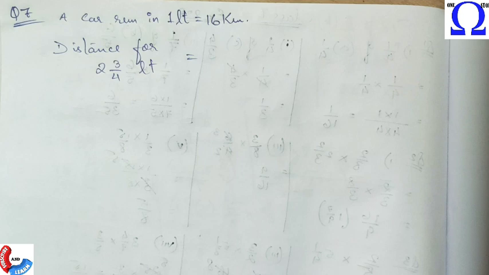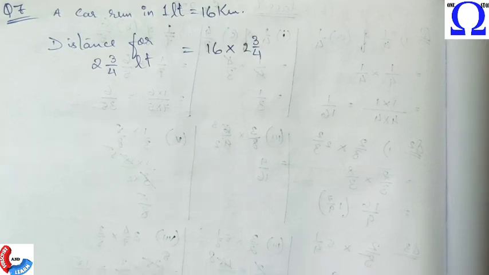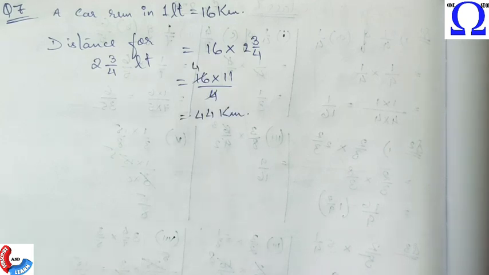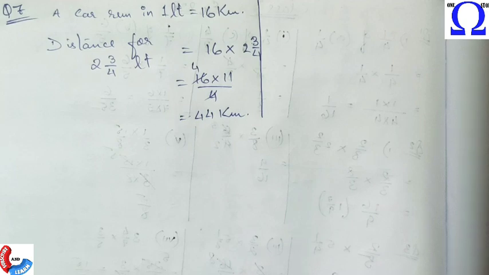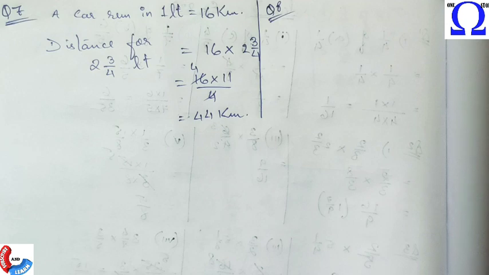Now next, question number 7 says that in 1 liter a car can run 16 kilometers. So the distance for 2 3 by 4 liters will be 2 3 by 4 into 16. Simple. So that is 44 kilometers it can run. You have to write the last statement: 44 kilometers, the car can run, like this in every word problem kind of question.